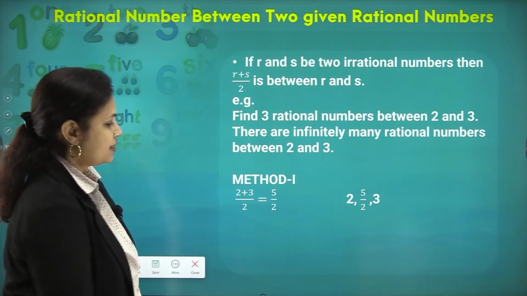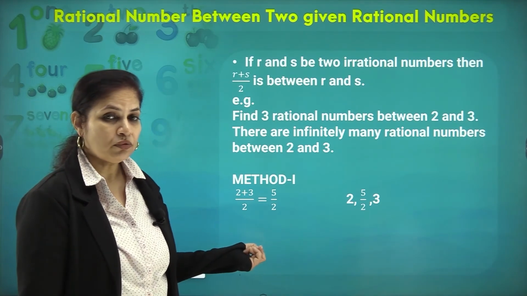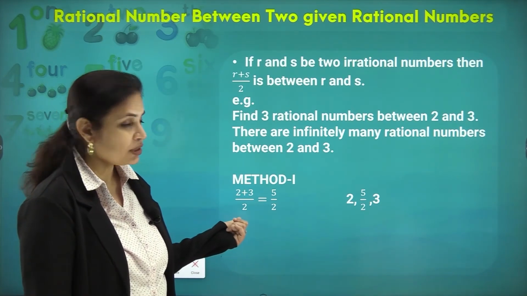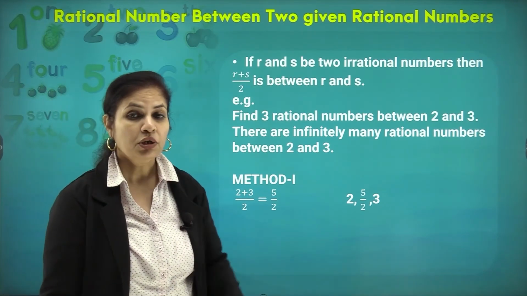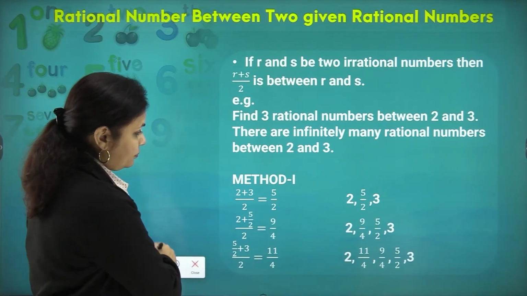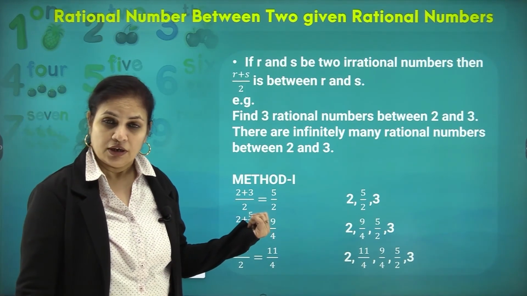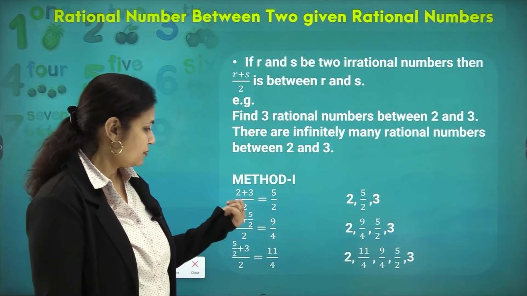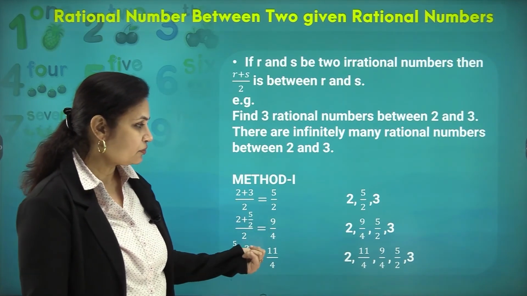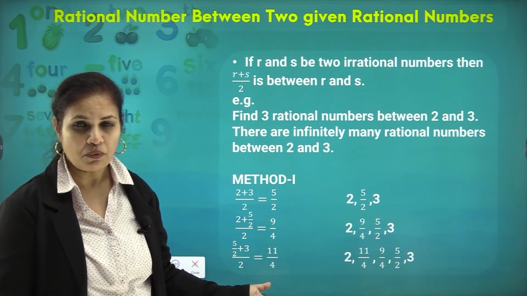The same technique will be followed. Method 1 is the method that I have just told you: the sum of the two numbers is divided by 2. The sum of the extreme values divided by 2 will give you the mid value. So as we can see in the example, if I have to fit a rational number between two rational numbers 2 and 3, add the 2, divide by 2, and we can get as many rational numbers as I want.